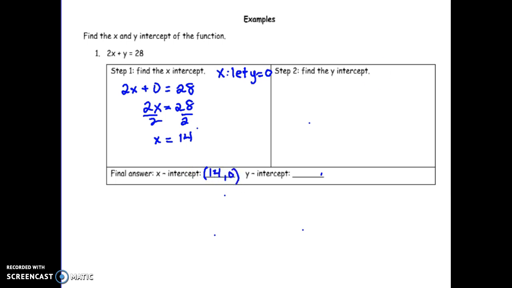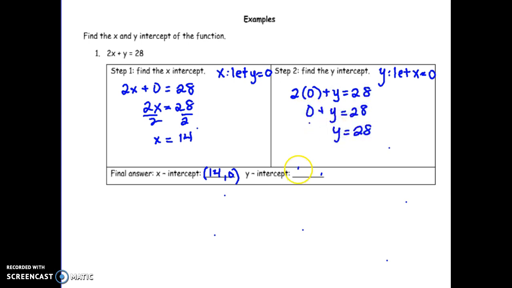Okay, if I'm finding the y-intercept, I want to let my x be 0. So I'm using the same function here, 2 times, in this case, my x would be 0, plus y is equal to 28. I'm left with 0 plus y is equal to 28, or my y is actually equal to 28. So the ordered pair would be 0, 28.